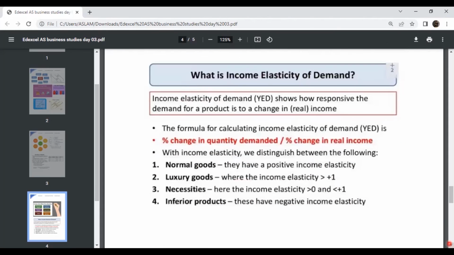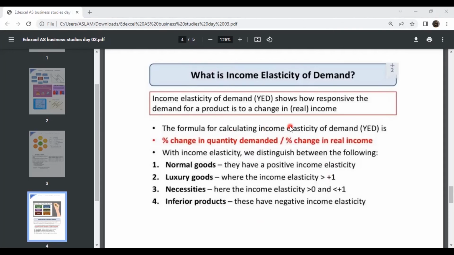So we move on to the next part. What is income elasticity of demand? Can you read this? What is income elasticity of demand? The responsiveness of changes in demand due to change in income. In easy terms to understand, when there is a change in income, a change in demand is made because of it. You can see the formula for calculating income elasticity of demand.